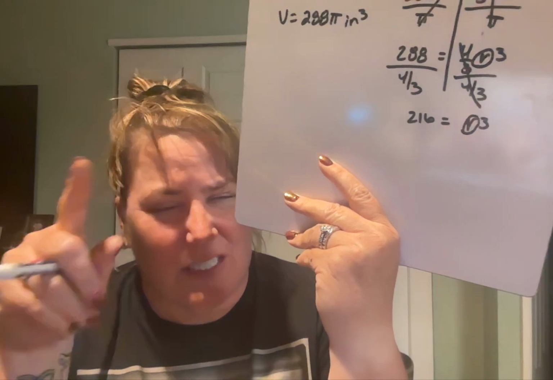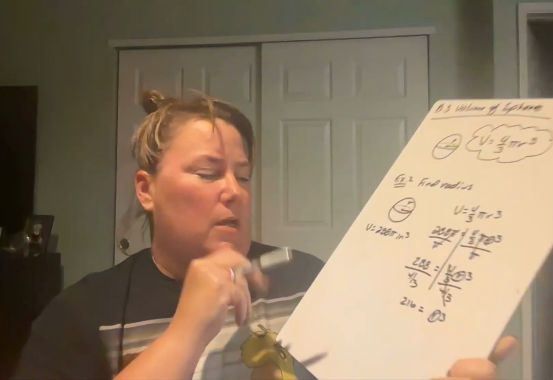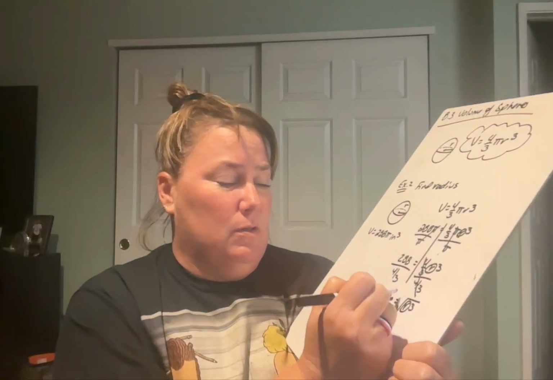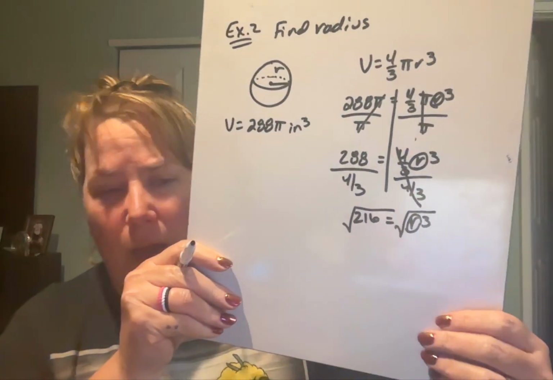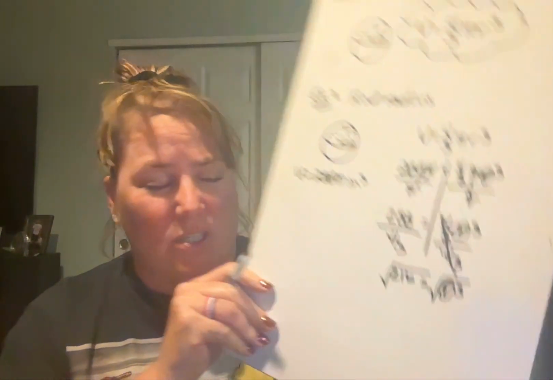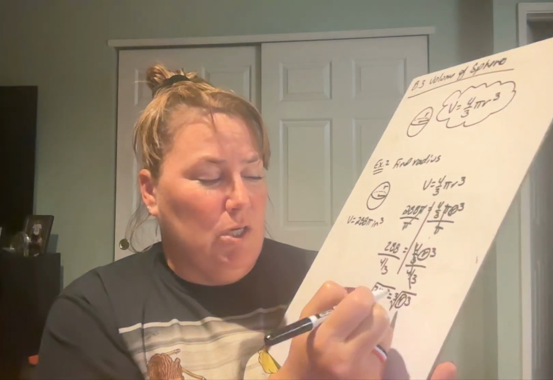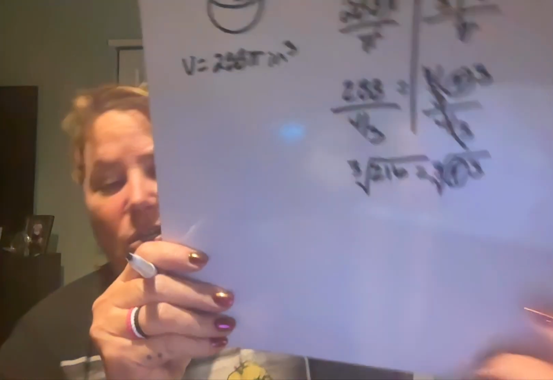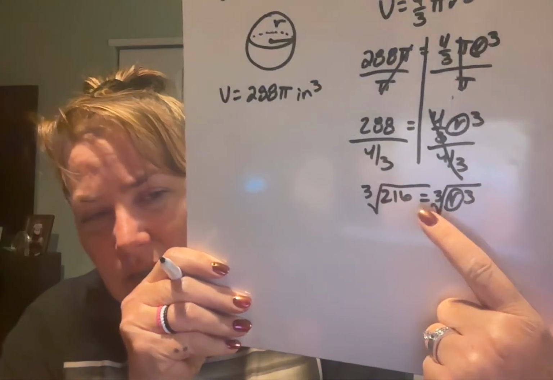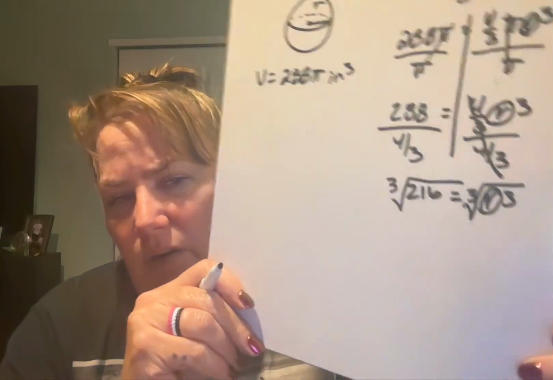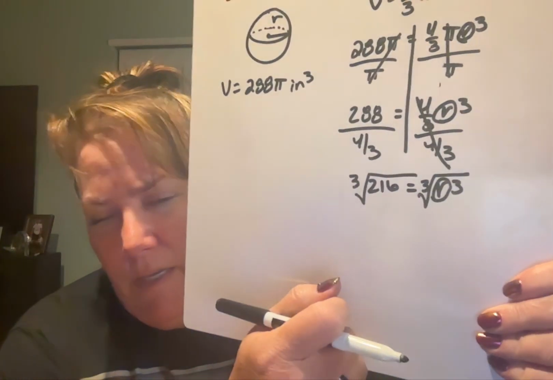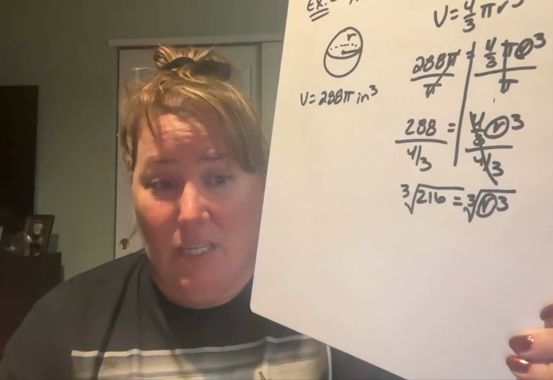So here's what it looks like. It's going to look a little funky, okay? You're going to do the square root symbol on both sides. But we're going to undo this cube, so we're going to take the cube root. So you're going to put a little 3 in this little, I don't know if you want to call it a space or a pocket or whatever. But it's just right there. That undoes the cube.